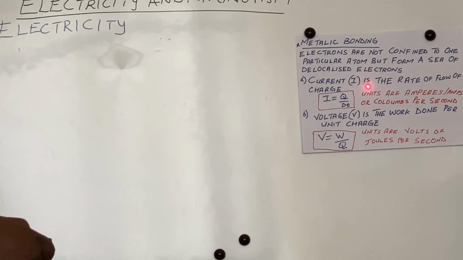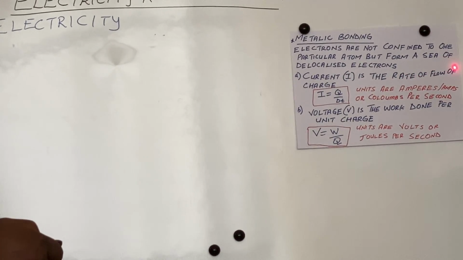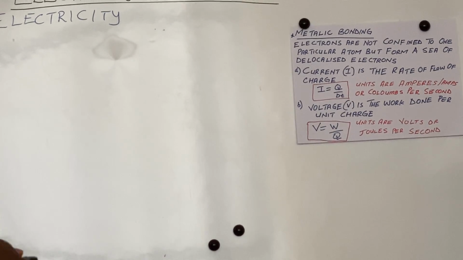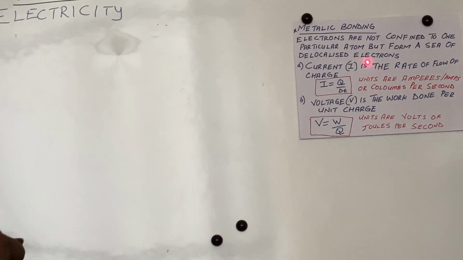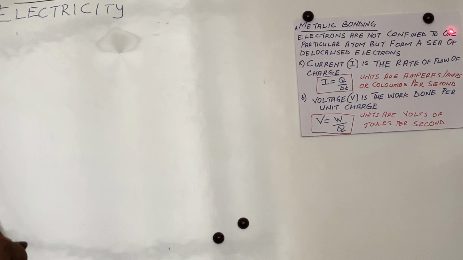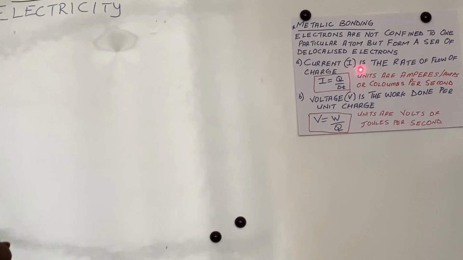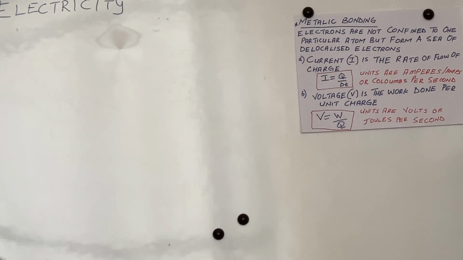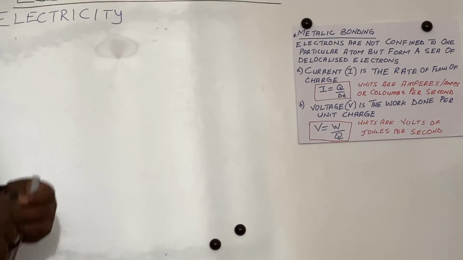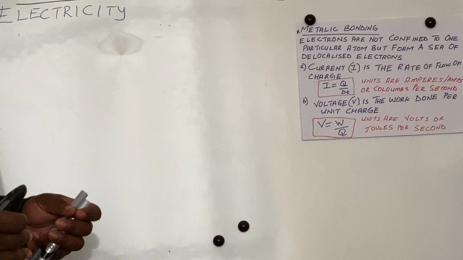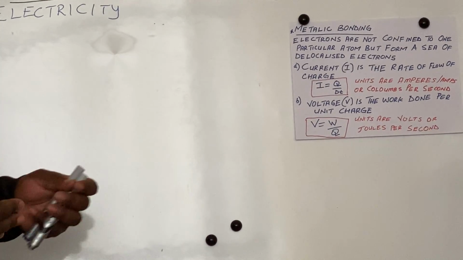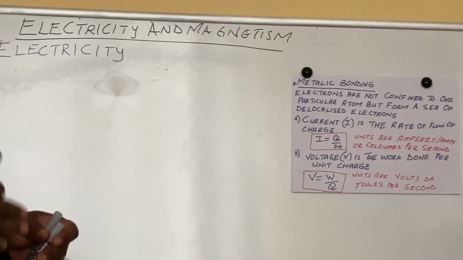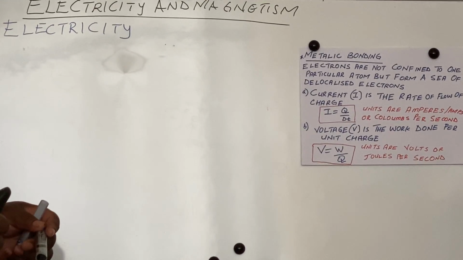So what is electric current? It is the rate of flow of charge. So if they ask you to define current, you simply say current is the rate of flow of charge. When we say the rate of flow of charge, scientifically, what does that mean? The rate of flow of charge in simple terms is basically the speed at which charges are flowing through a circuit.